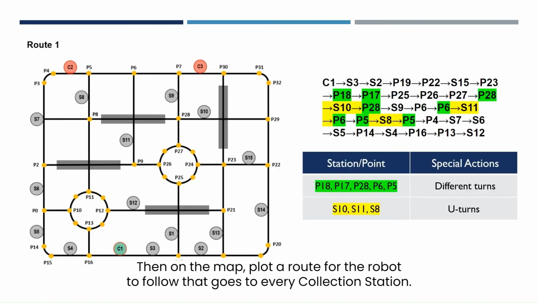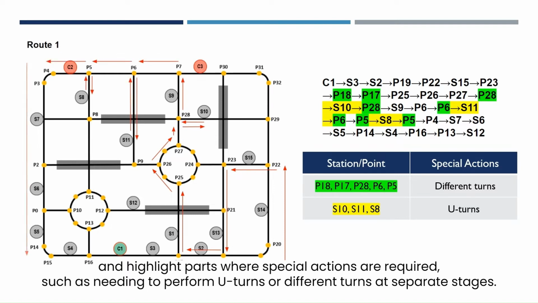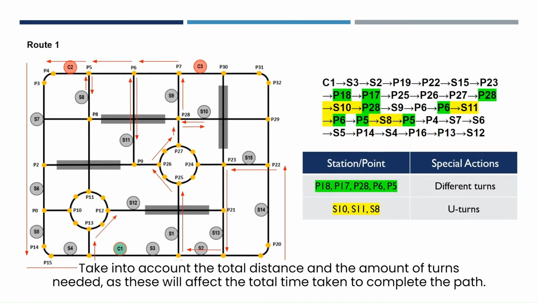Then on the map, plot a route for the robot to follow that goes to every collection station. After that, you can list down all the nodes where the robot is required to perform an action in sequence and highlight parts where special actions are required, such as needing to perform U-turns or different turns at separate stages. Take into account the total distance and the amount of turns needed, as these will affect the total time taken to complete the path.